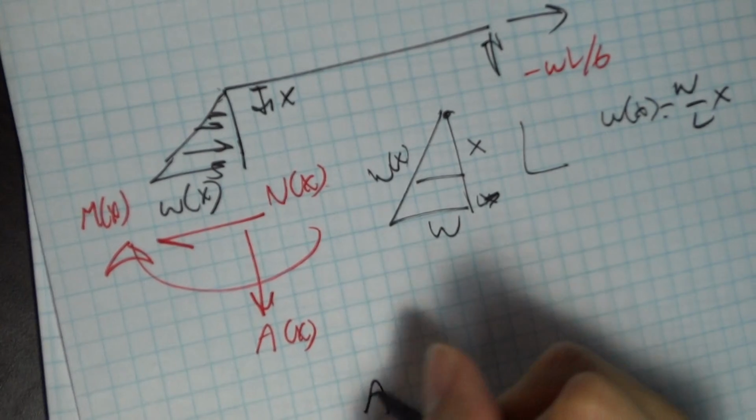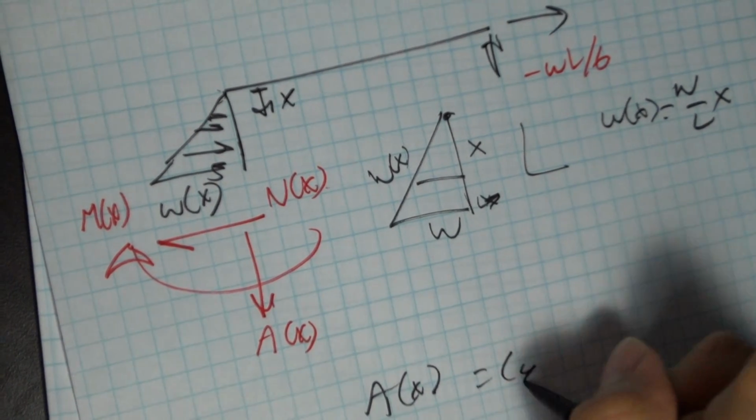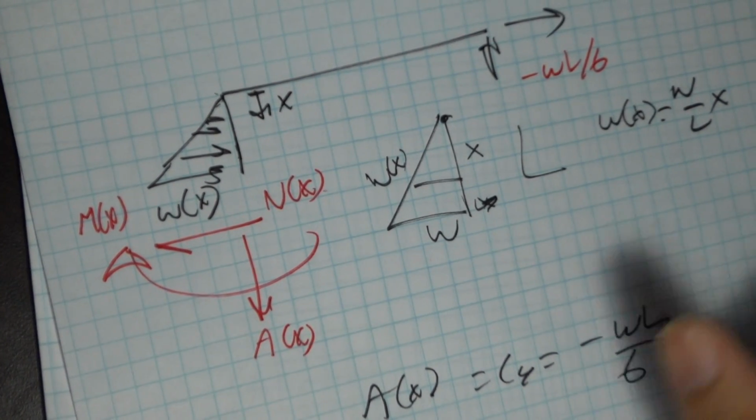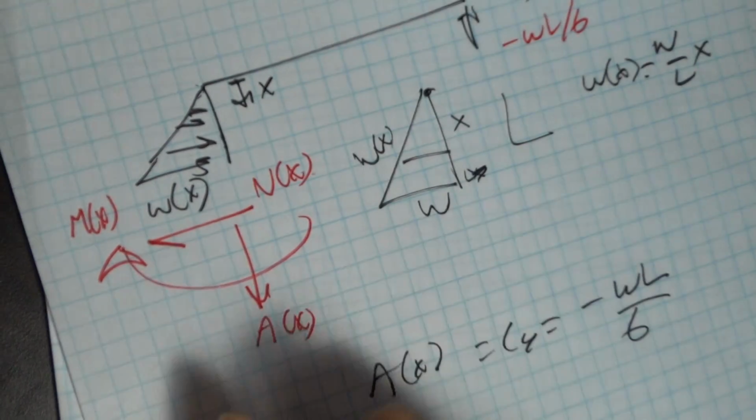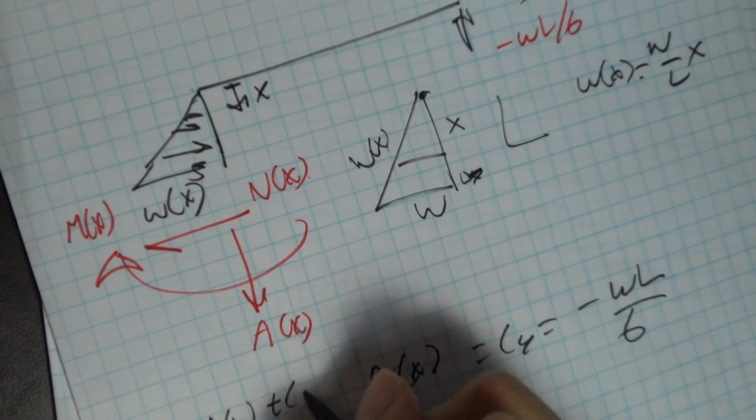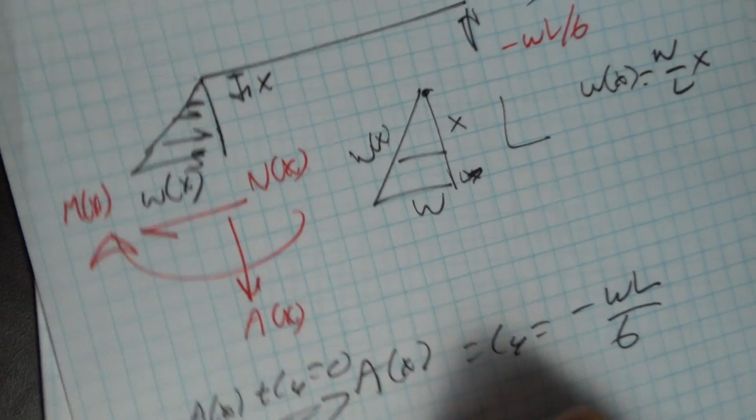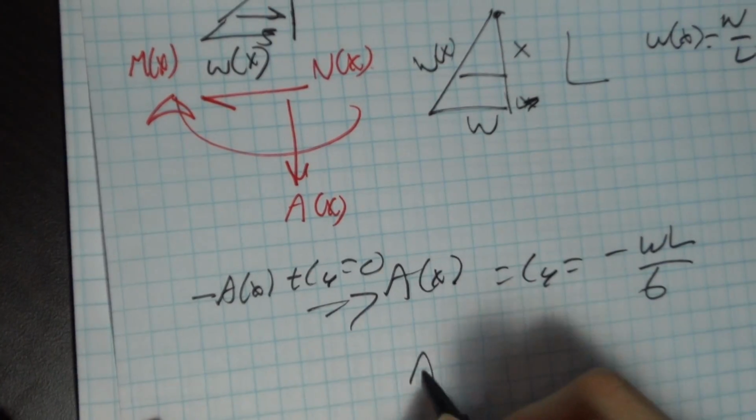My A of x is going to equal CY equals negative WL on 6. So I skipped a step here. Negative A of x plus CY equals 0. That gives me this.